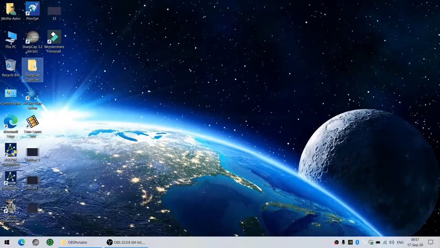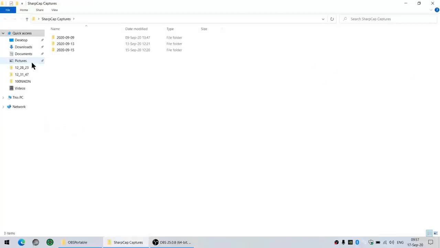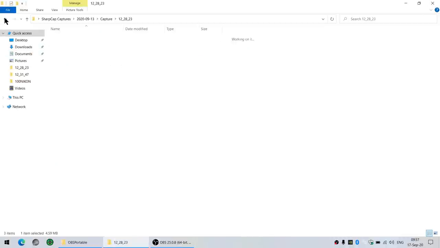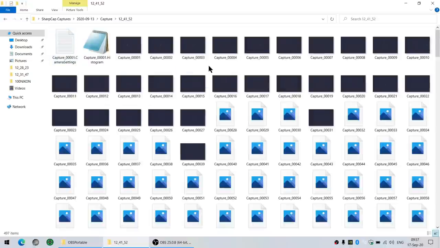So this is the Windows laptop that I use for my astronomy work, and the images are stored in this SharpCap captures folder under the relevant date. On the 13th of September, we have multiple captures. Earlier in the night, I was able to capture the Trifid Nebula. There it is.